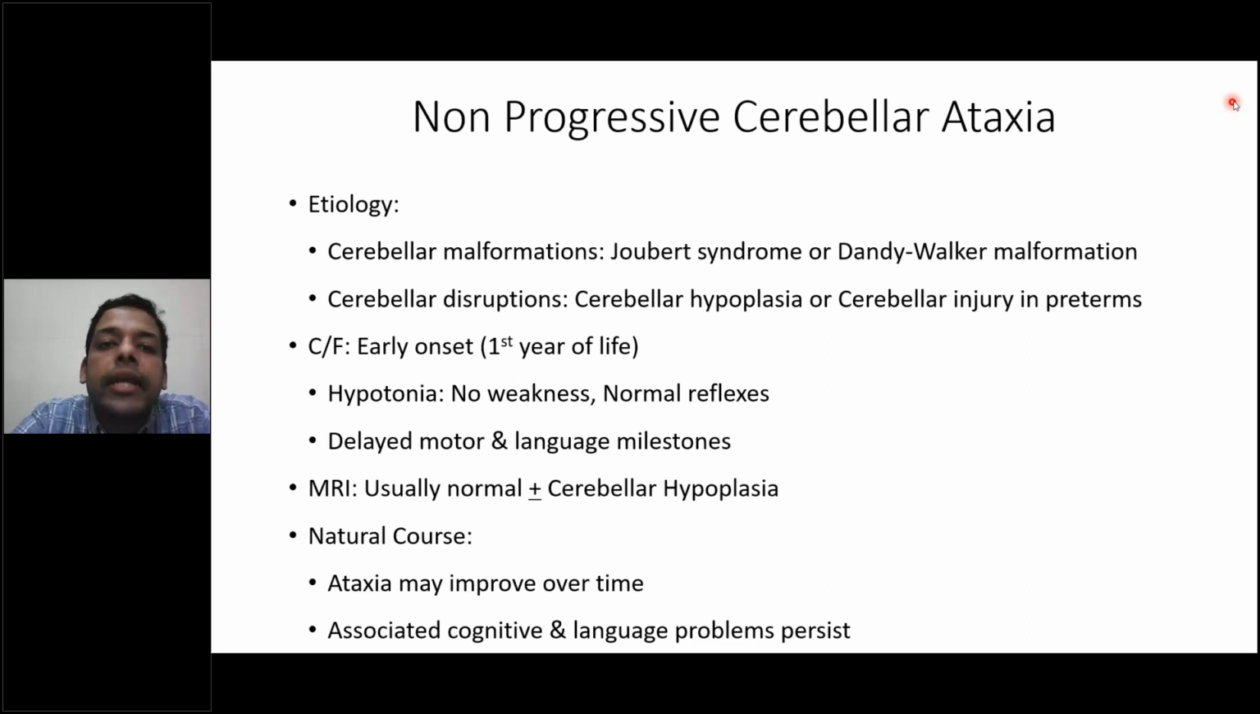What is very interesting here is that even though the ataxia may improve with time, the associated cognitive and language problems persist. On an MRI or imaging, we would usually find these to be normal or to show cerebellar hypoplasia, or we may see the characteristic malformations.